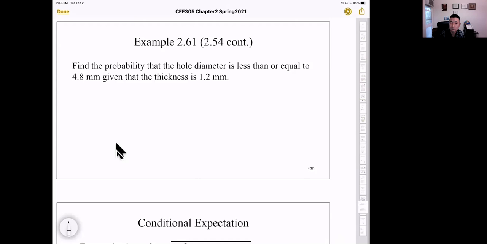So this is a continuation of a previous example, asking the probability that the hole diameter is less than or equal to 4.8, given that, so given is the condition, under the condition that the thickness is 1.2 millimeter. That's the combination of what we just did.